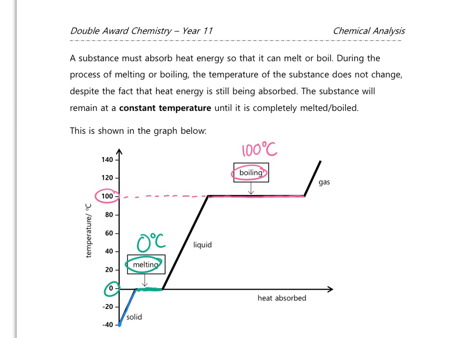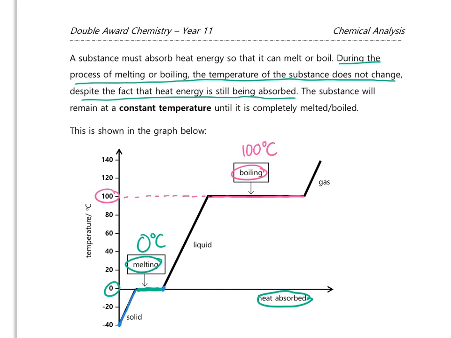But what you can see is that it's absorbing more heat. So we're going further along our x-axis, which means we're absorbing more heat, but the temperature is not rising. So what is happening at that point where more heat is being absorbed, but the temperature is not rising? During that stage, melting is happening. So what you can see is that during the process of melting or boiling, the temperature of the substance doesn't change despite the fact that heat energy is still being absorbed. So we can see from the x-axis, the fact that it's going further along the x-axis, that it's absorbing heat, but the temperature is not changing during that change of state process.